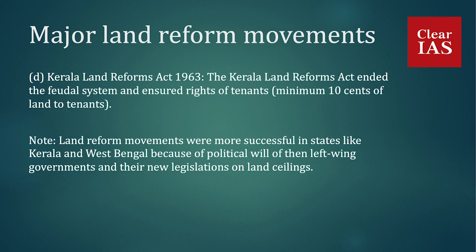The final one is Kerala Land Reforms model. Here, the Land Reforms Act 1963 was passed by the government, which ended feudal system and ensured right of tenants with minimum 10 cents of land. Here we need to note one more thing. The land reform movements were more successful in states like Kerala and West Bengal because of political will of then left-wing governments and their legislations on land ceilings.